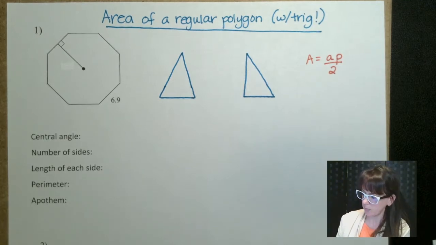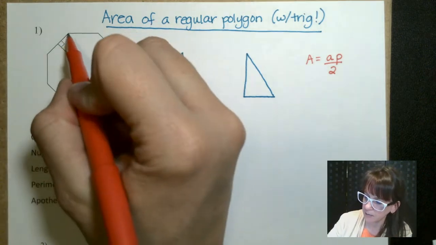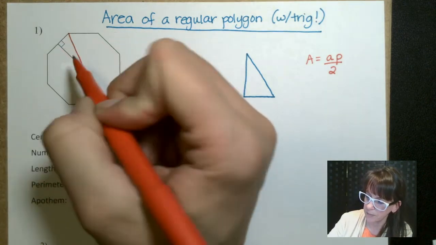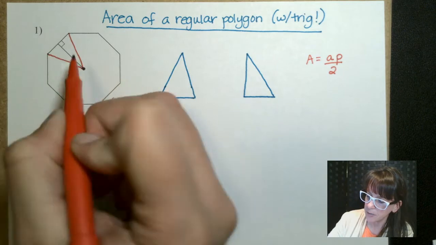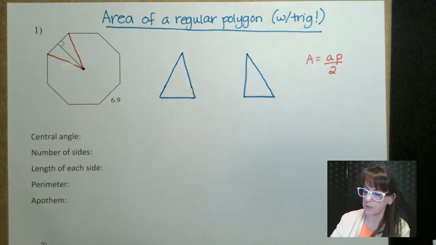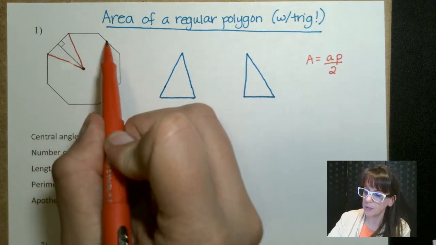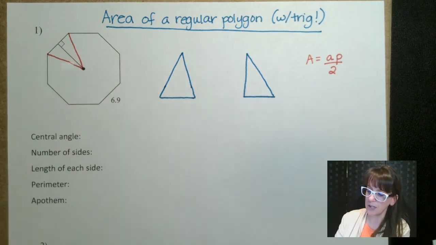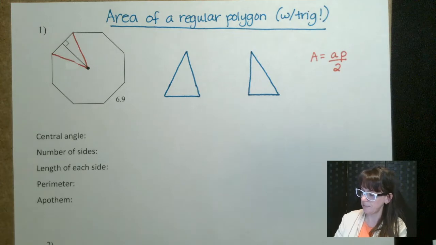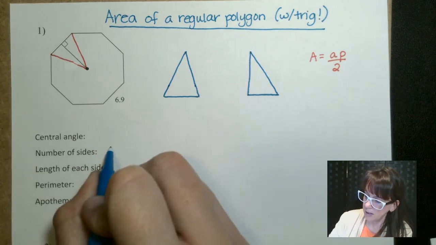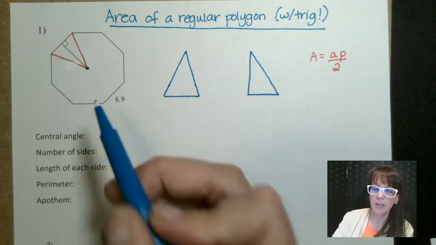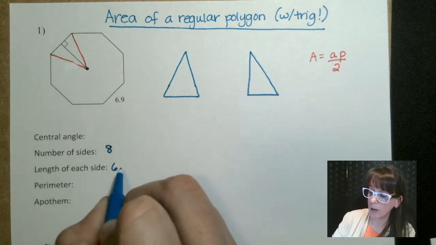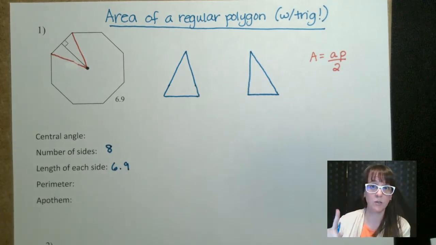So what do I mean by that? Well, let's take a look. We have this thing right here. Here's our triangle. So the first thing we need to do is realize how many sides we have. So we have 1, 2, 3, 4, 5, 6, 7, 8 sides. So the number of sides we have is 8. The length of each side we are given is 6.9, because this is a regular polygon. Regular means all the sides are the same.